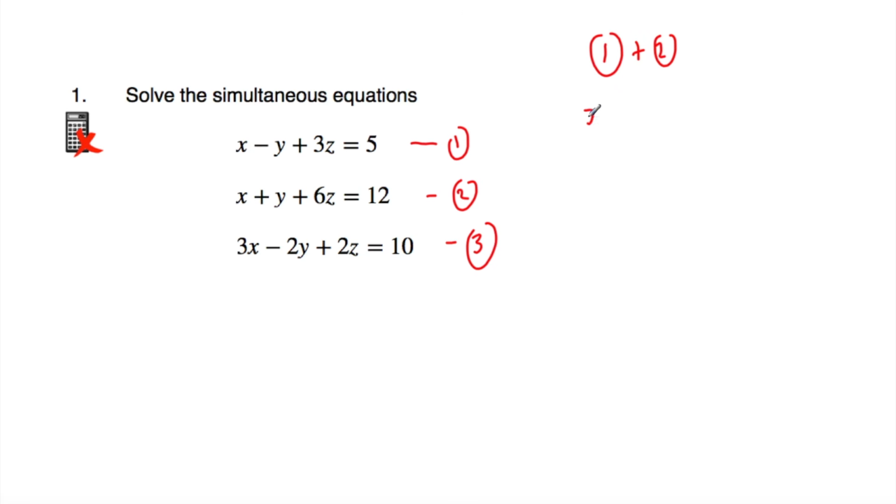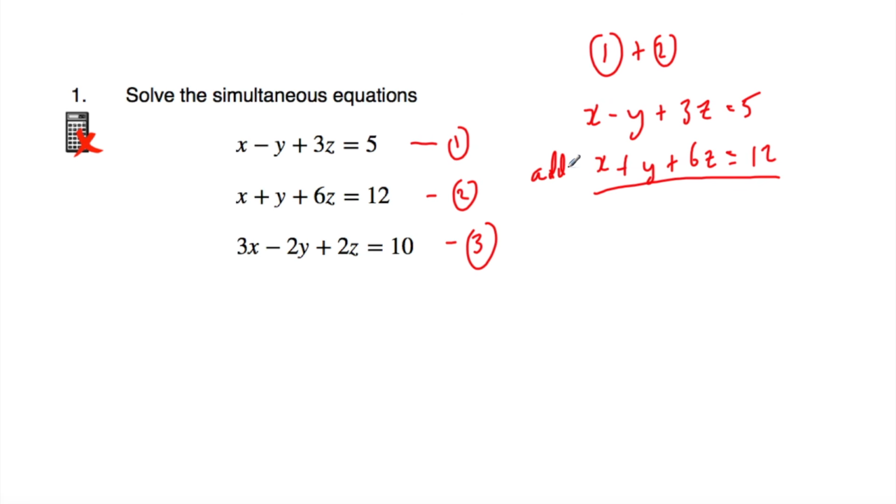Equation 1 is x minus y plus 3z equals 5. Equation 2 is x plus y plus 6z equals 12. And we're going to add those equations together to eliminate the y. I'm going to write the word add here, rather than just putting a plus sign, because if it was subtract and I just read a minus there, I might get confused and think it's x and minus x rather than equation 1 subtract equation 2. So I'm just going to write add there.